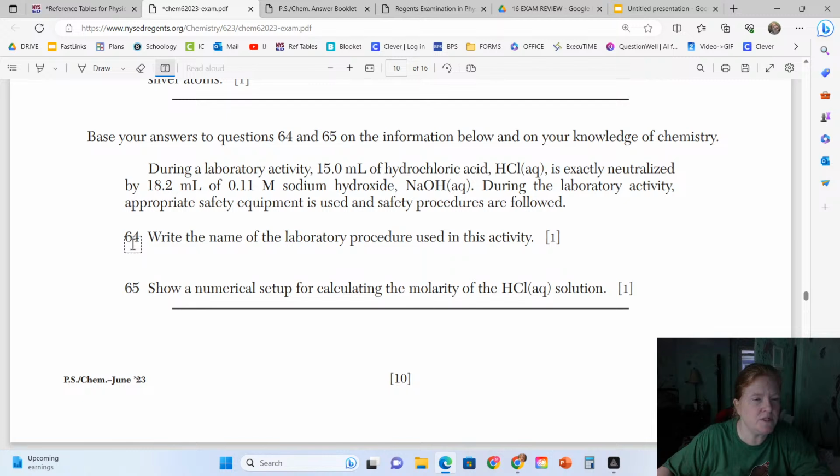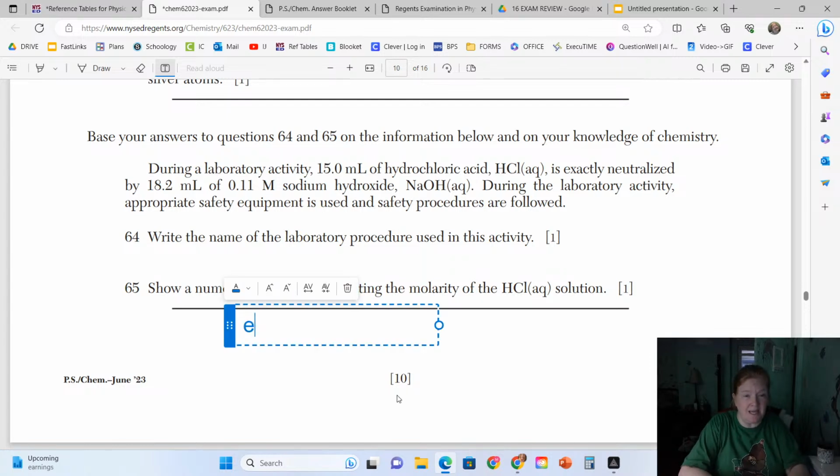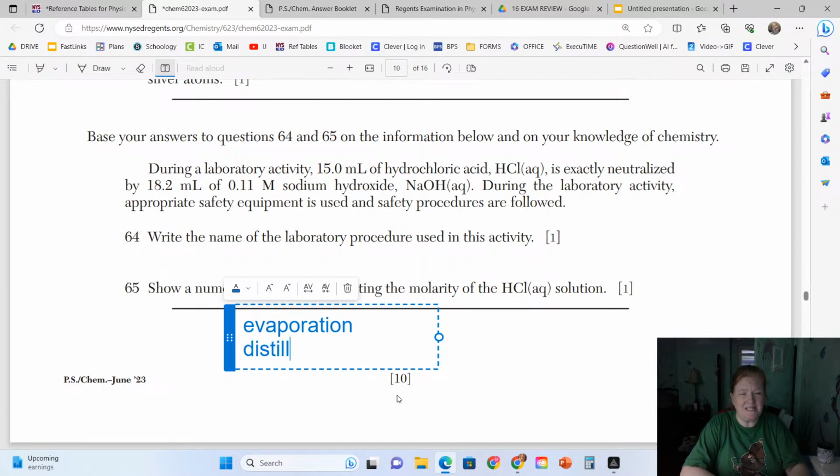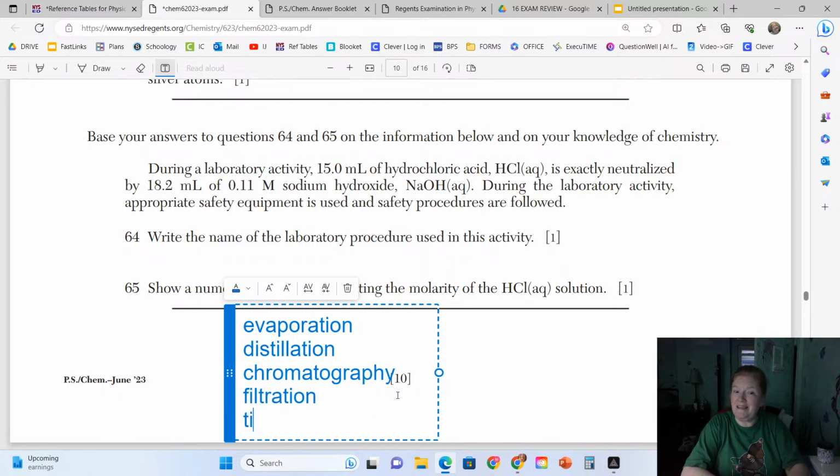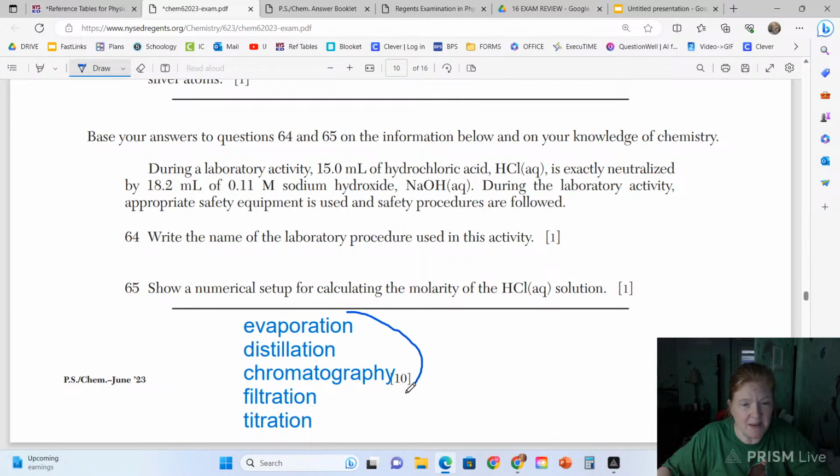Okay. So for this one, for 64, so many people got it wrong. The name of the procedure. Now, laboratory procedure examples would be things like evaporation, distillation, chromatography, filtration, and then this one, titration. They're not going to ask about many laboratory procedures. That's kind of it. These four all deal with ways to separate mixtures. So that's a common laboratory procedure.